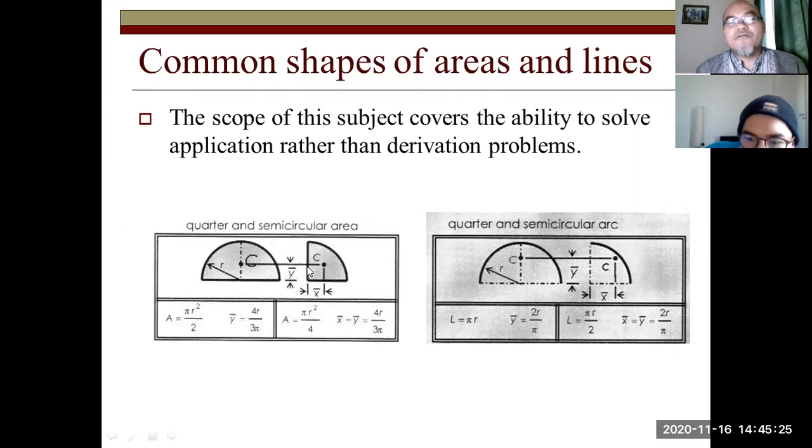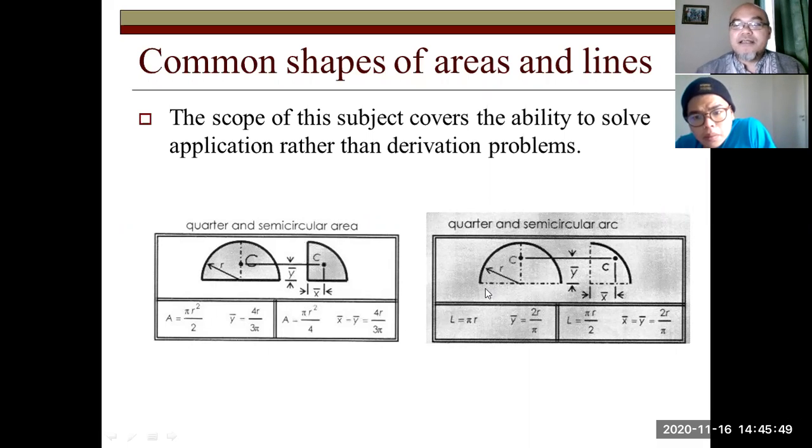If it were a quarter, the height is still the same. The x is also the same, which is equal to 4r, 4 times the radius divided by 3 pi. So here the area is pi r squared divided by 4 because it is a quarter area.